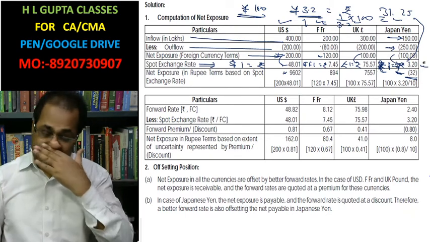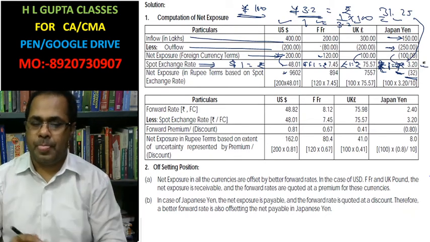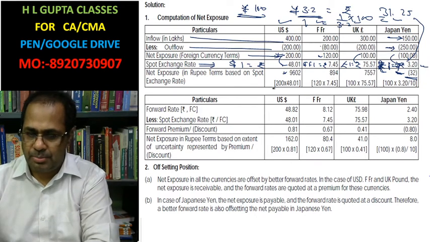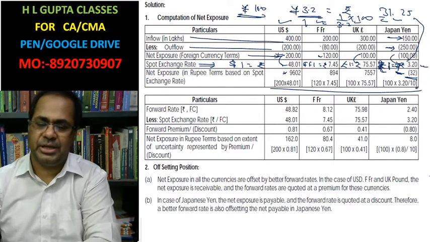As per the exchange rate you will do this, then as per net exposure this will happen. This is a very easy question.